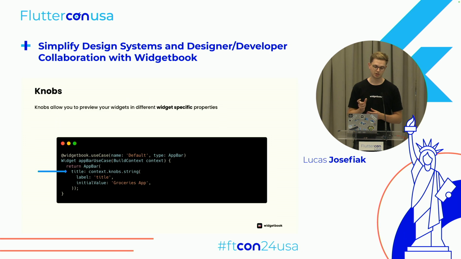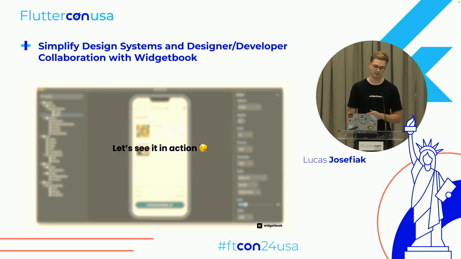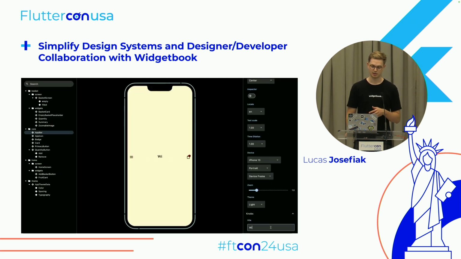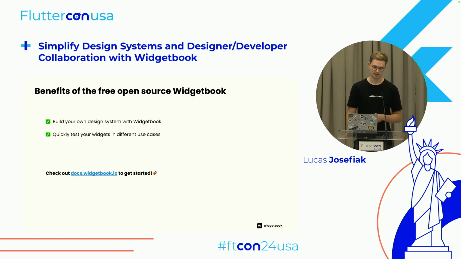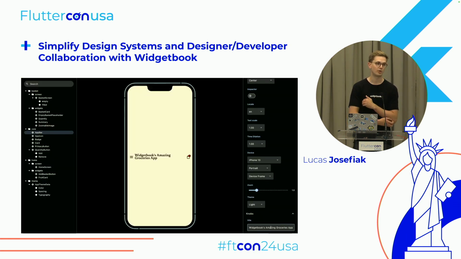We just give it an initial value, groceries app, because we can also write context.knobs.string, then we provide a label, title, and then we give it the initial value. And afterwards, when we see it in action now, we can dynamically override it. And in the end, that's only one knob that I just showed here. So it's all documented under docs.widgetbook.io.